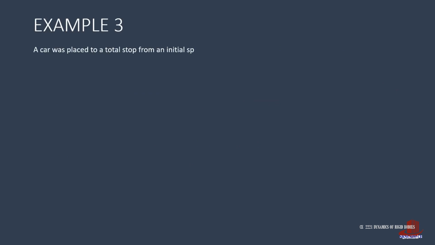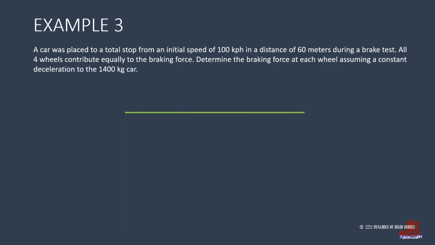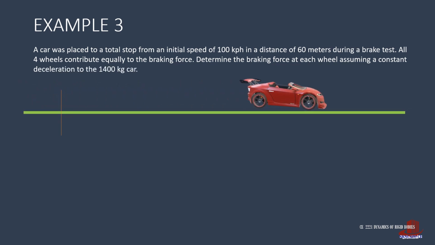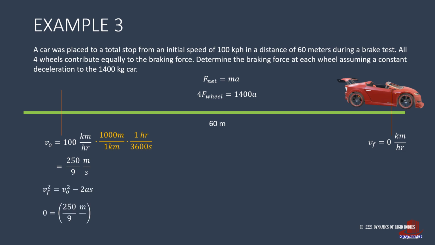If a lighter car is used in the brake test and it moves slower at 100 kph, which stopped after running a distance of 60 meters, let's check the difference in the braking force of each wheel. Just the same as the previous example, convert the velocity into meters per second, giving 250 over 9 meters per second. Use this in the motion formula of the square of the final velocity equal to the square of the initial velocity less twice the acceleration times distance s, which gives the acceleration as 6.43 meters per square second.